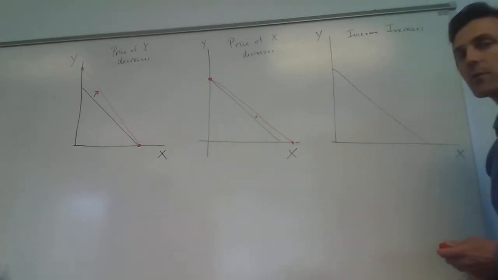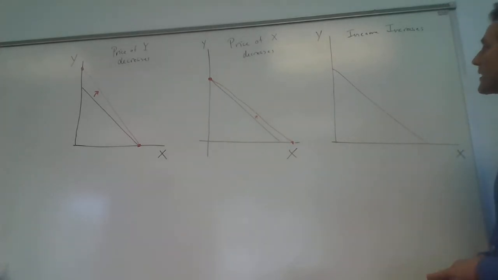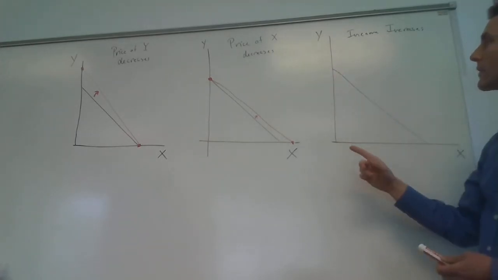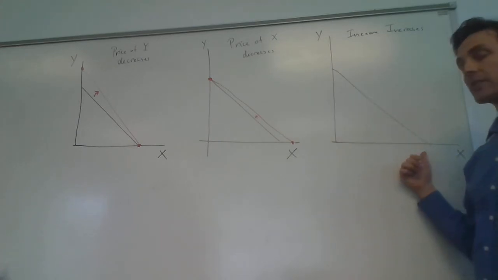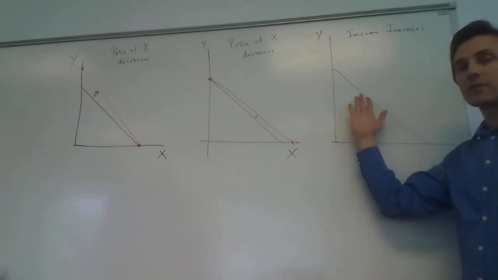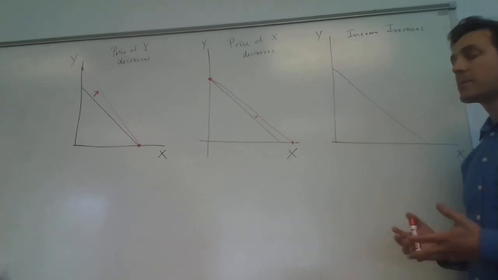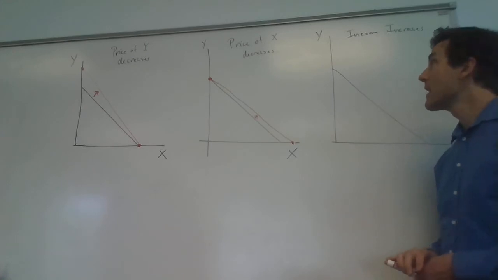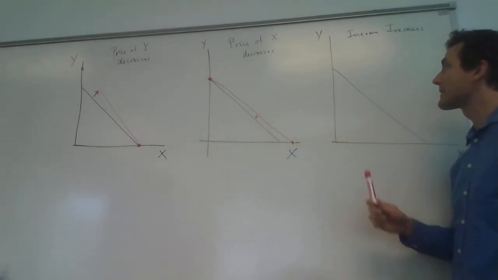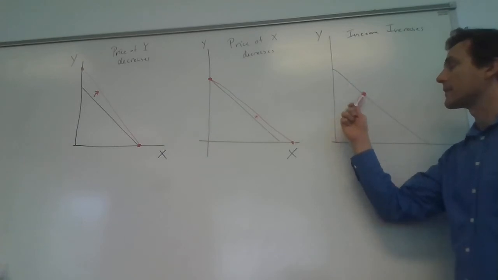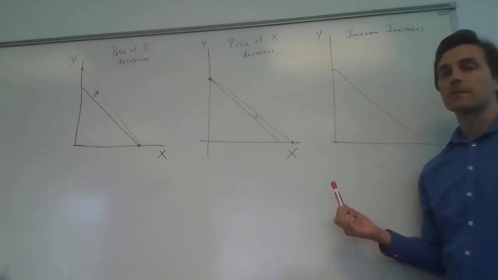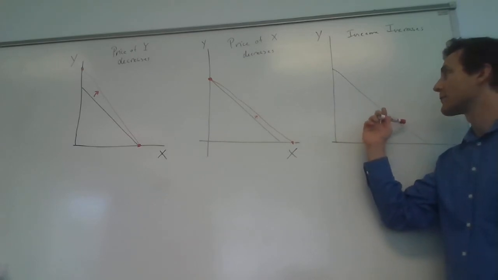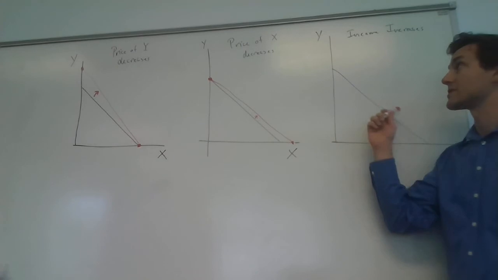And then lastly, let's think about what happens as income increases. As income increases, it doesn't matter where you are, whether you're spending all your money on Y, spending all your money on X, or somewhere in between, spending a little bit of money on both, you're going to be able to buy more of everything, assuming that prices haven't changed, right? And in fact, the slope of this line here is equal to the ratio of the two prices. So if we assume that the prices aren't changing, that means the ratio of the prices shouldn't change, which means the slope shouldn't change.